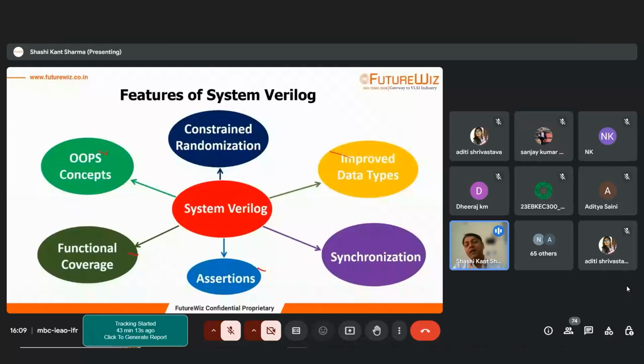Lots of improved data types are there, and synchronizations are there, so that there should not be any kind of race condition. Constraint randomization: because in verification, as I told you, SystemVerilog is mostly used for verification purposes, this involves data manipulation, and for data manipulation we need a good amount of data types with randomization facilities. So SystemVerilog adds constraint randomization facilities and a lot of other new data types. These are the features that attract verification engineers to choose SystemVerilog as a verification language, right?